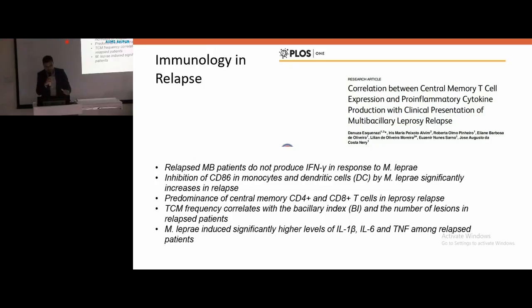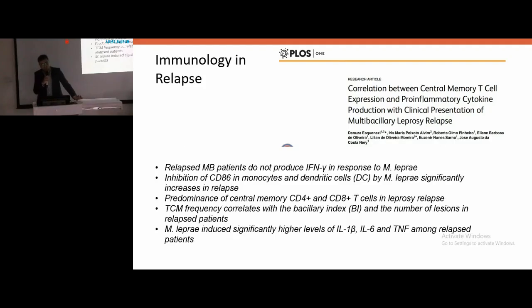And then they found that these relapsed MB patients do not produce enough interferon gamma in response to M. lepri. There is inhibition of CD86 monocytes and dendritic cells by M. lepri, which significantly increases in relapse. There is also predominance of the central memory CD4 and CD8 cells in leprosy relapse.